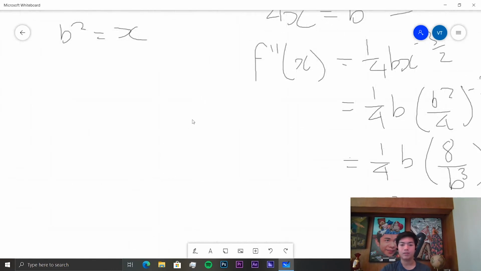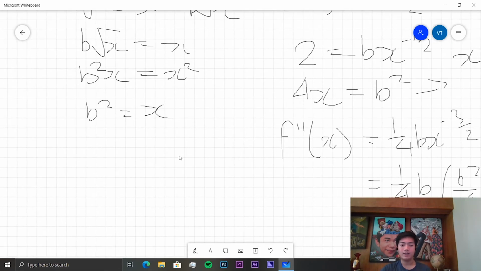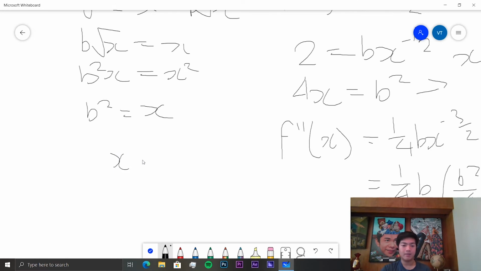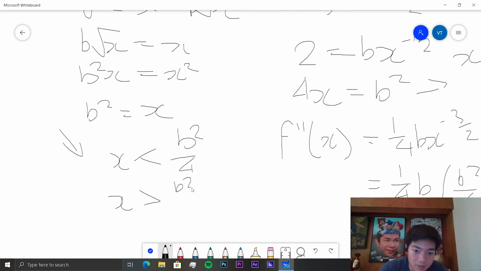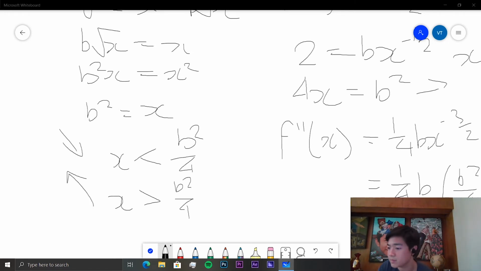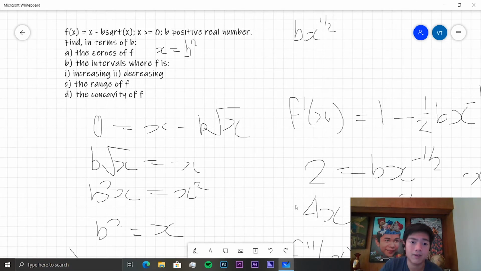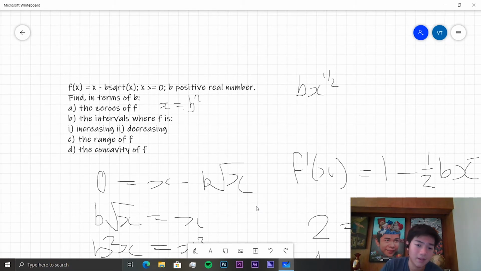So when x is less than b squared over 4, this is decreasing, and when x is greater than b squared over 4, this value is increasing. Yeah, so that's correct. So next we need to find the range of f.